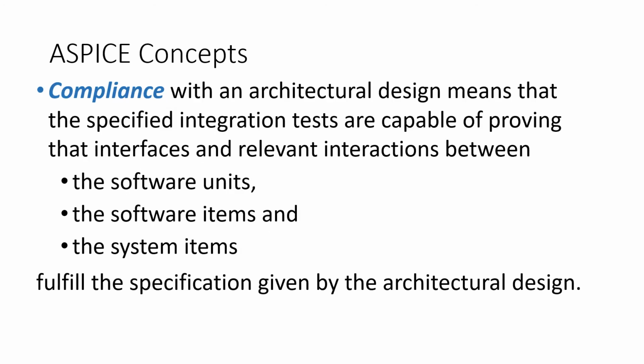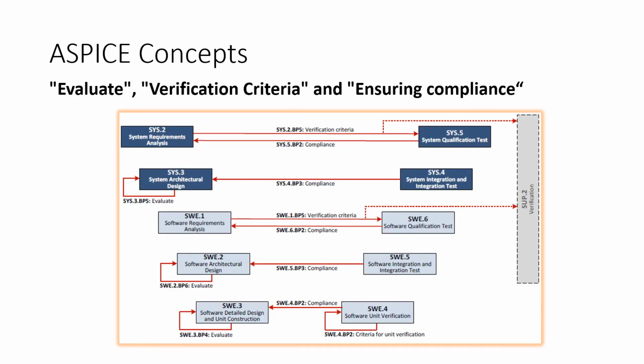So what is compliance? Compliance is with respect to the criteria. With an architectural design, it means that the specified integration tests are capable of providing that interfaces and relevant interactions between the software units, software items and system items fulfill the specification given by the architectural design. This particular diagram shows the relationship between evaluation, verification criteria and ensuring compliance.